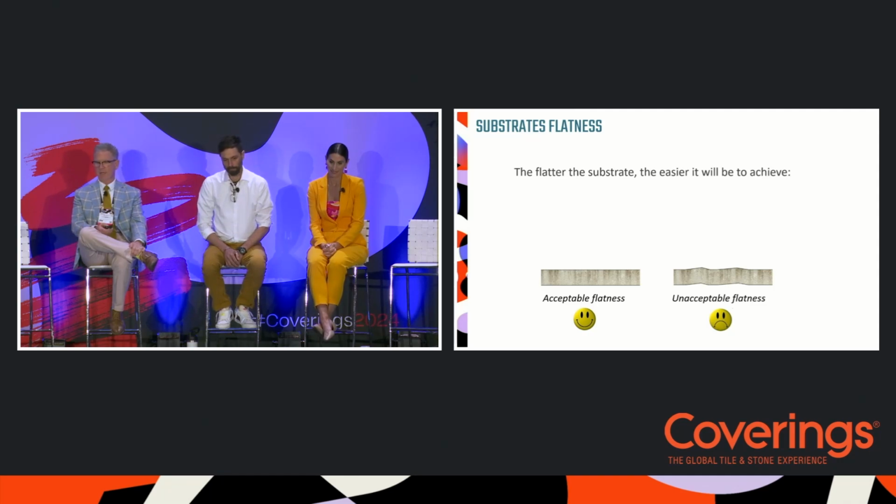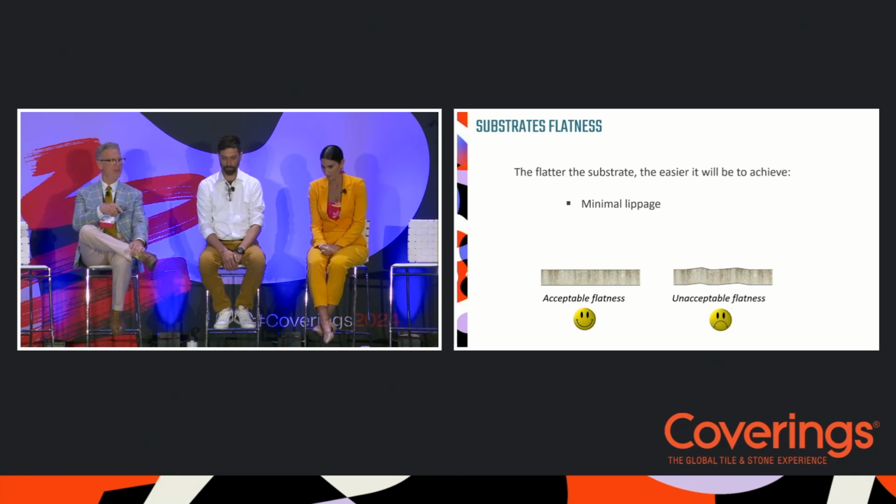So let's talk a little bit about flatness. We need to have a substrate that's flat. Why? Because if we don't, we could have excessive lippage. I'm not saying floors that are not flat are the only thing that contribute to lippage. I mean, there are other things, like Ryan said, inherent warpage of the tile. Architectural lighting that really doesn't do the tile any favors can really exaggerate the lippage. So lippage is a concern, but we can mitigate that by having flat substrates. So that's something we can control.